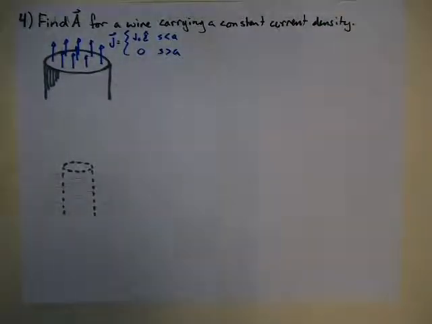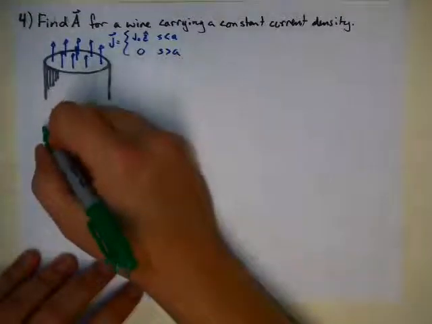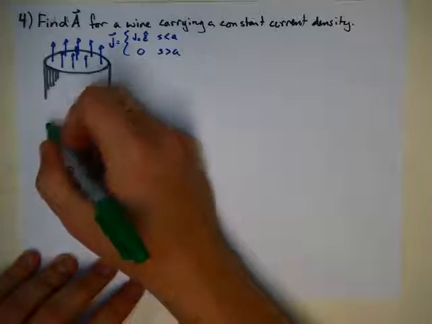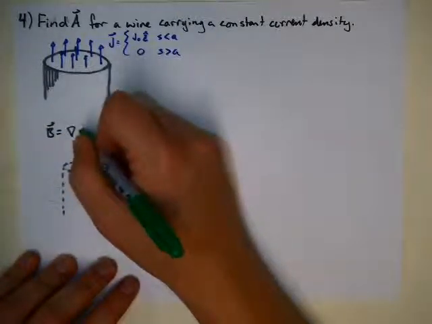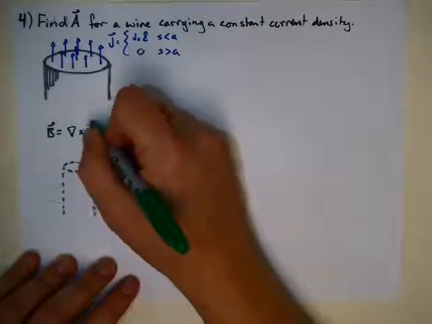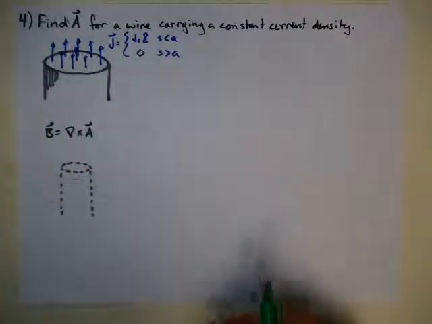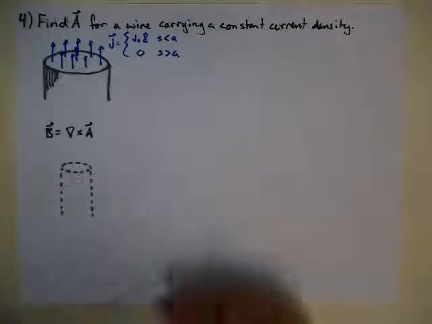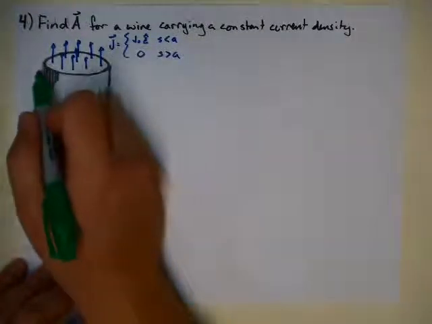The trick here that we're going to use is the definition of A. The definition of A, of course, is that the magnetic field is given by the curl of A. Now, that means in order to find A, I'm going to first have to find B. And so that'll be step 1, we'll be finding B. Well, finding B, we know how to do that. We're going to use Ampere's law.